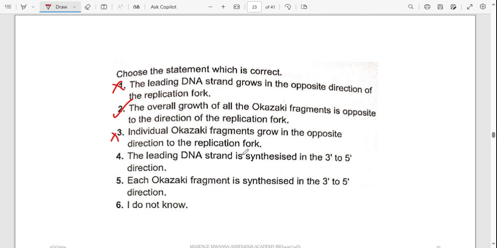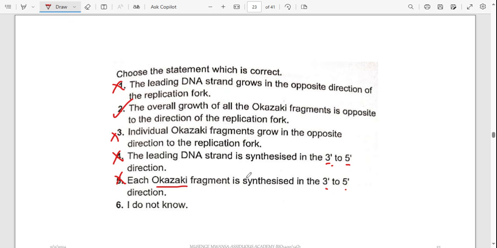The leading DNA strand is synthesized in the 3' to 5'. No, we are reading the strand from 3' to 5', but not the new strand being synthesized in 3' to 5'. Okazaki fragment is synthesized in the 3' to 5'. Really not. What will be synthesized in the 3' to 5' is going to be the joining. Okay, when you are joining these Okazaki fragments, not the Okazaki fragments themselves, really. Okay, let's do this.